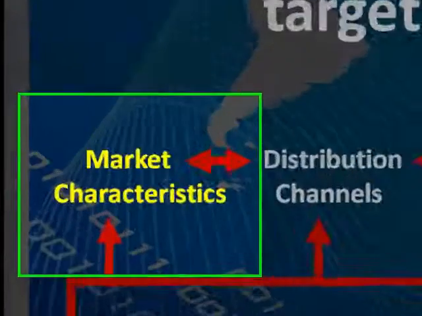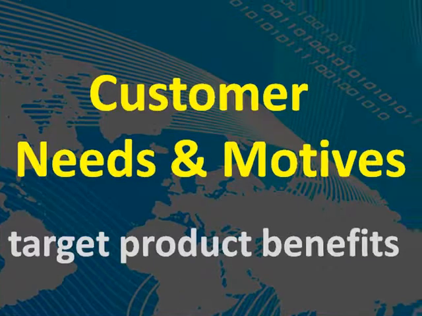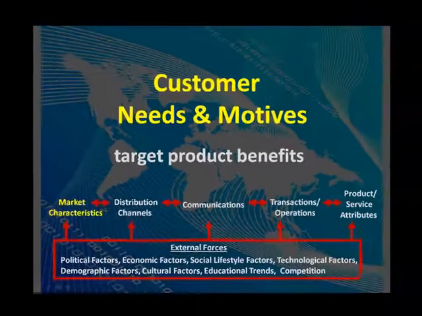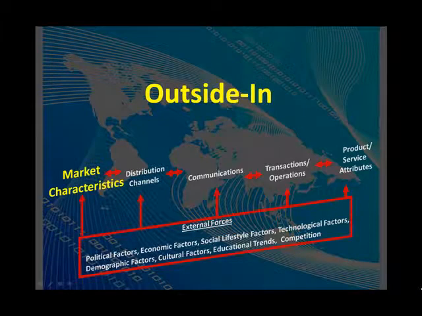Let's start with the lower left-hand side and the market characteristics. This is about identifying customer needs and motives so that we can then target the product benefits to serve those needs and motives. What we're really doing here is something called outside-in thinking. We're going to take those needs and motives and go across each component of the value chain and figure out what needs to be done at that component to serve those needs and motives.